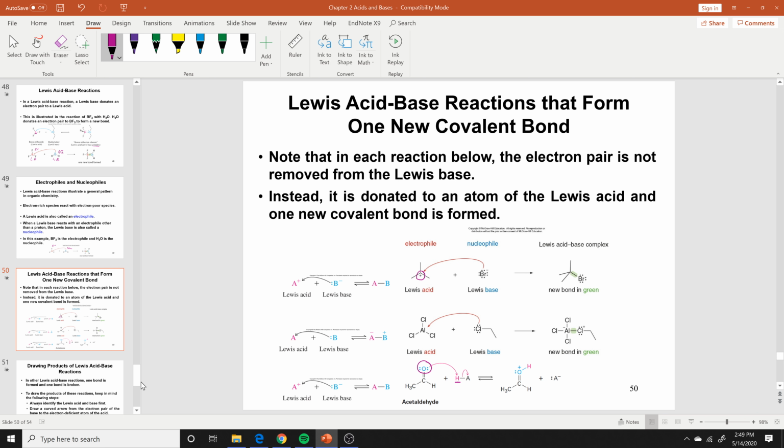This example over here is both. Either you can label it as a Brønsted-Lowry acid and base, where this is going to be the Brønsted-Lowry base and this is going to be the Brønsted-Lowry acid, or this is going to be the Lewis base and this is going to be the Lewis acid, whatever you want. In either case, you're forming a conjugate acid and a conjugate base.